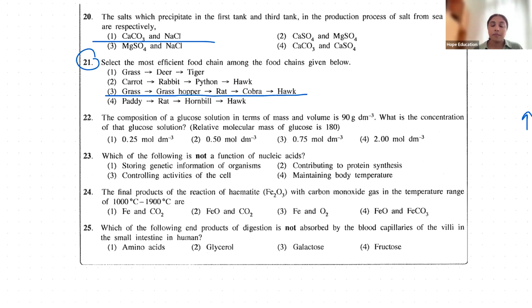What is the answer for the next question? What is the answer you put?